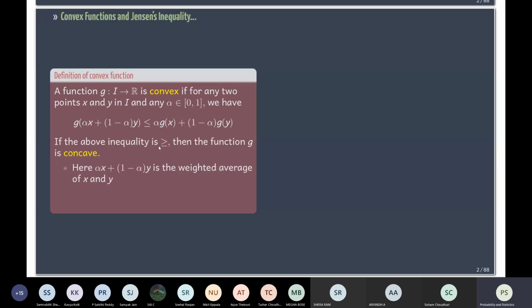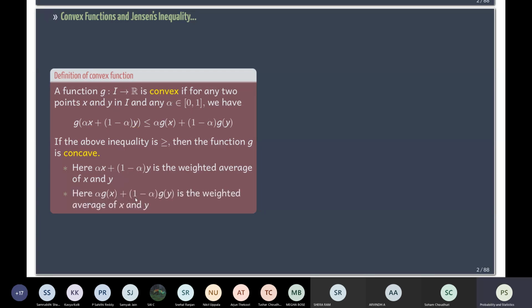If the above inequality is greater than or equal to instead of less than or equal to, then we say that the function g is concave. So there are two things, convex and concave. Here alpha x plus 1 minus alpha y is the weighted average of x and y. It's a weighted average because alpha is between 0 and 1. These are special weights because they are between 0 and 1. So you can think of these as the weighted average of x and y.